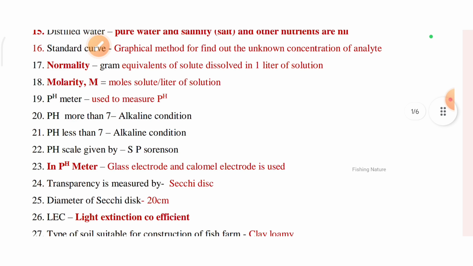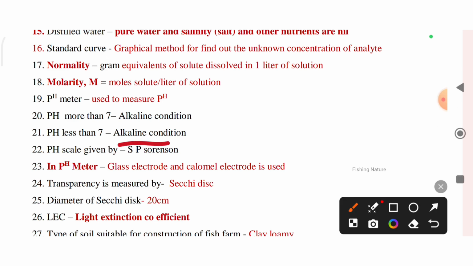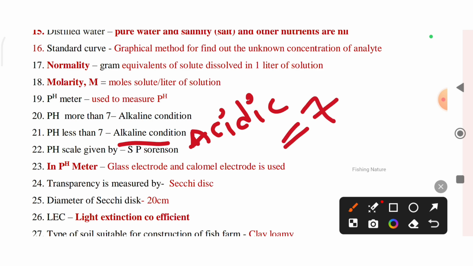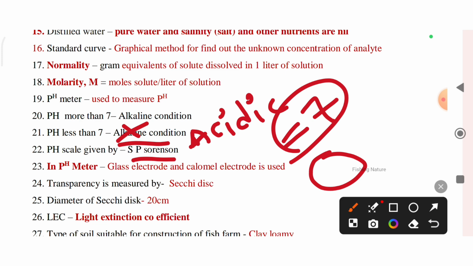A pH more than 7 means alkaline condition, less than 7 means acidic condition, and pH equal to 7 means neutral. The pH scale is given by Sorensen, and the glass electrode and calomel electrode are used in the pH meter. Transparency is measured by the Secchi disc. It is round, having 2 light bands and 2 dark bands. The Secchi disc is used to measure the transparency of the water.